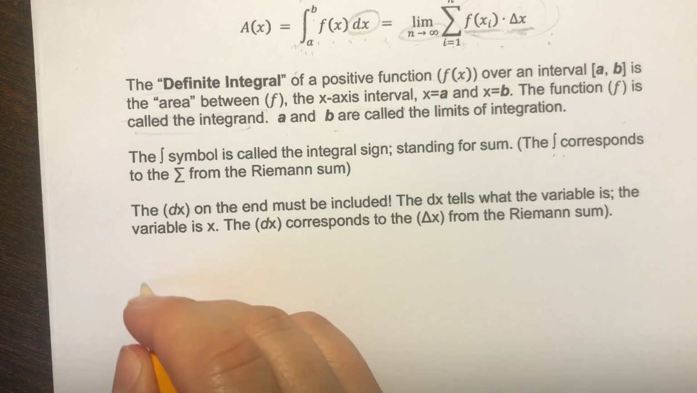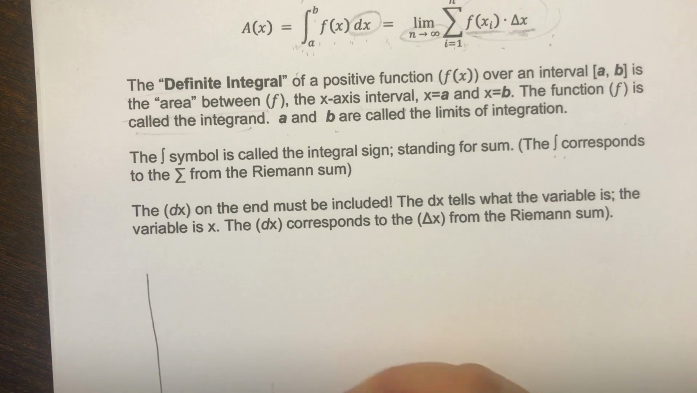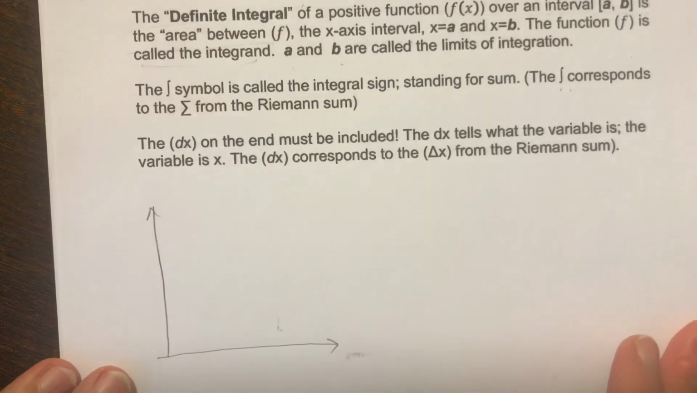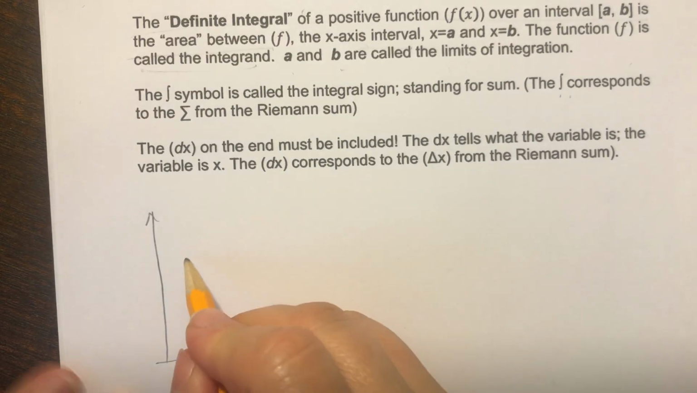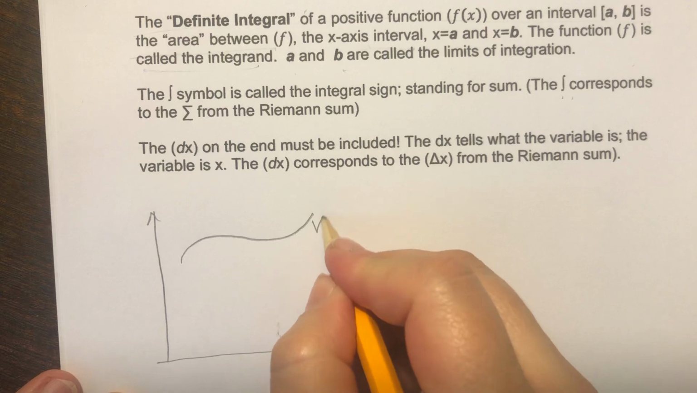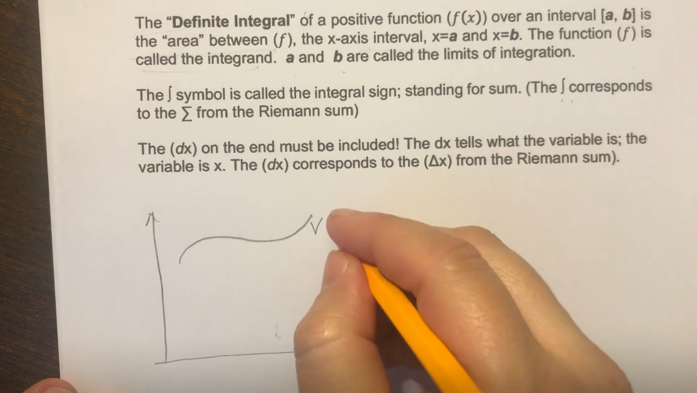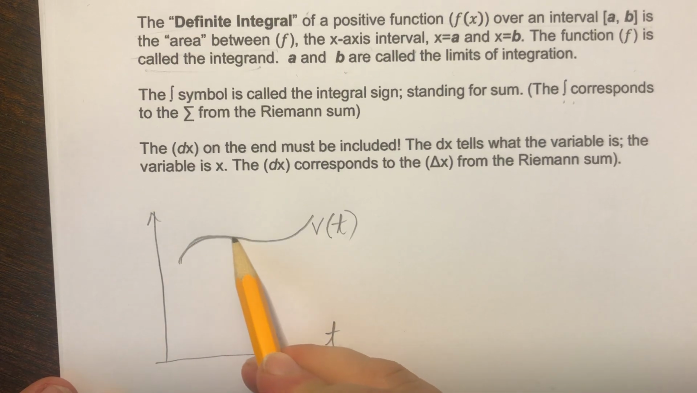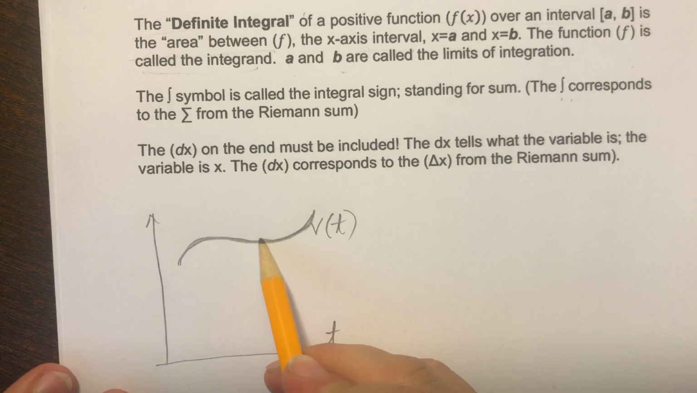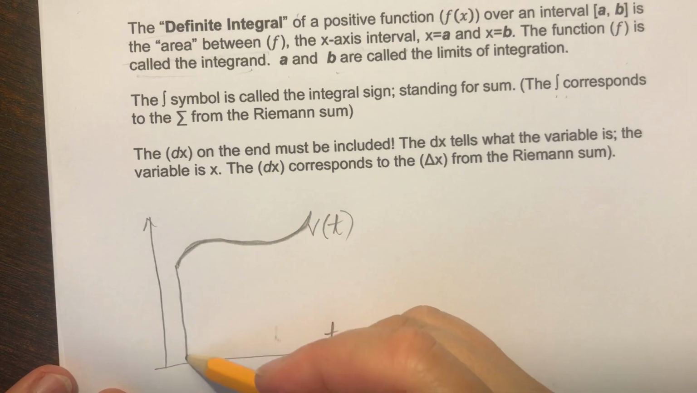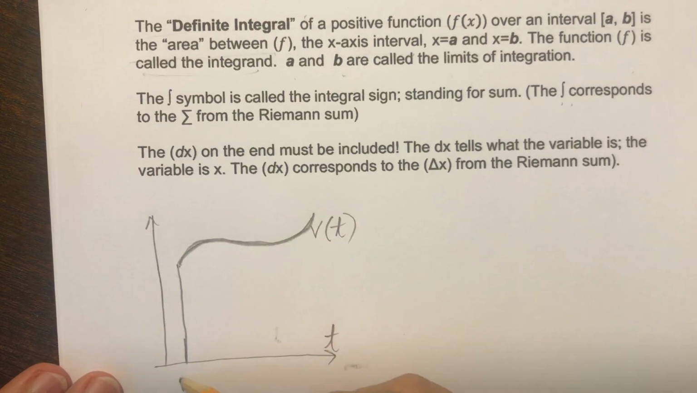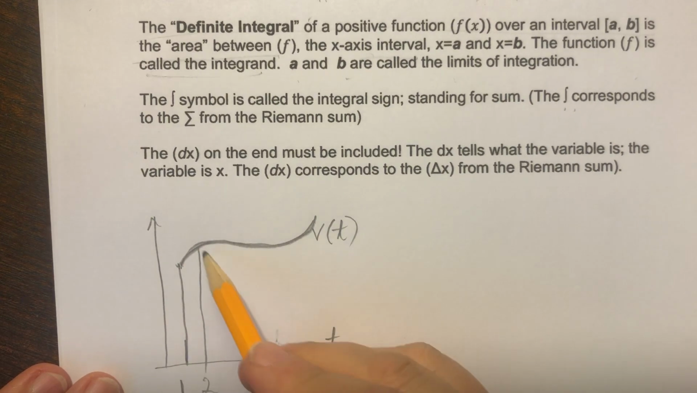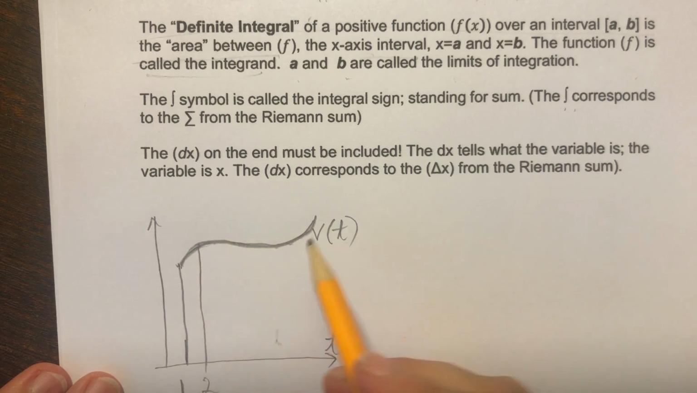So let me just give you an example, and I will draw it right here. I can give you an example from physics. Let's say this is the velocity function. We talked about velocity and acceleration. And this is the time. So this is how the speed of a car is changing in time. Let's say at an hour, the car is driving at this speed, at 2 hours, the car is driving at this speed, and so on.